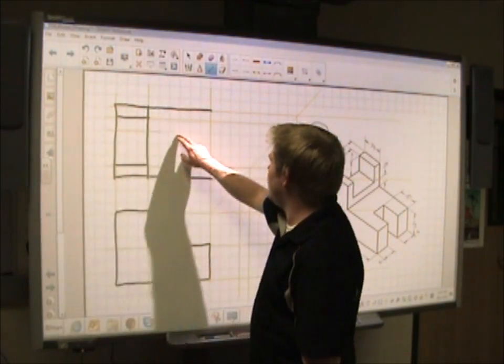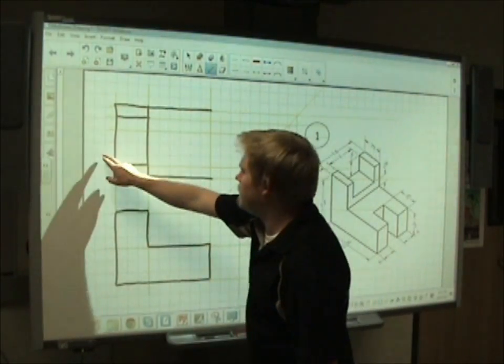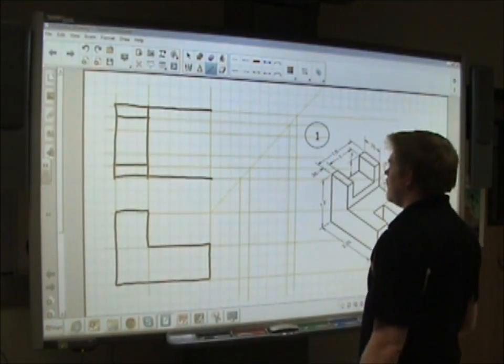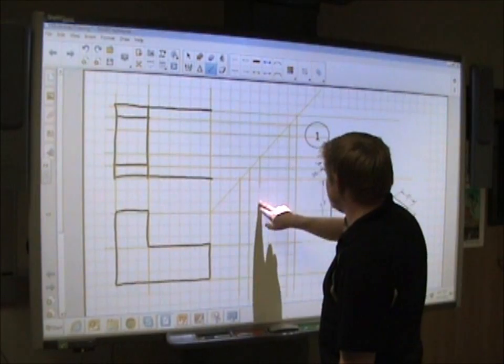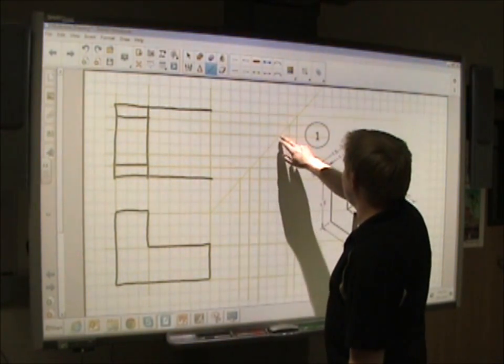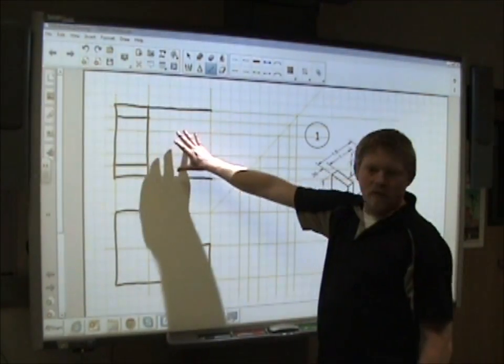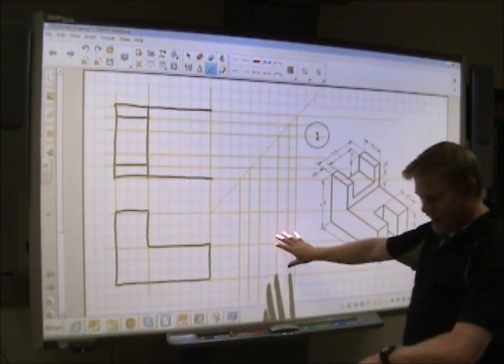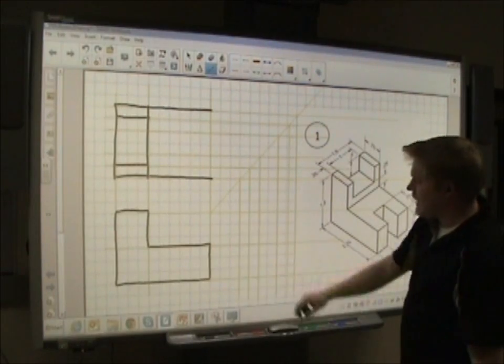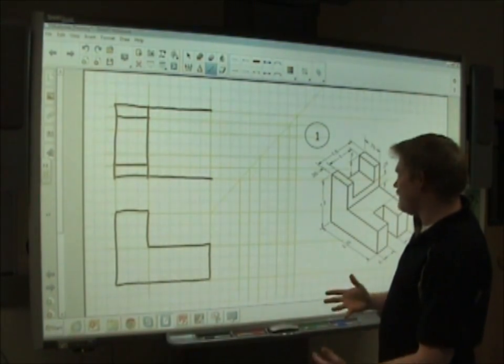So let me draw a line coming across like that, coming across like that, and now project those down as well. Project this one down as well. And now not only do I have the top view completely drawn, I have now identified where the right side view is as well. We just need to fill in the details.